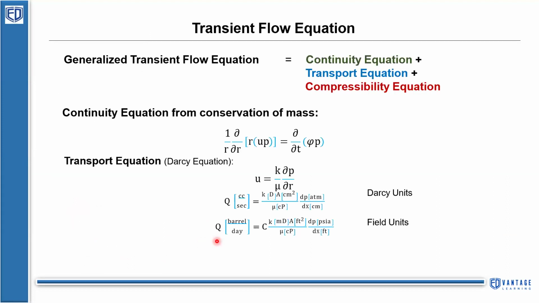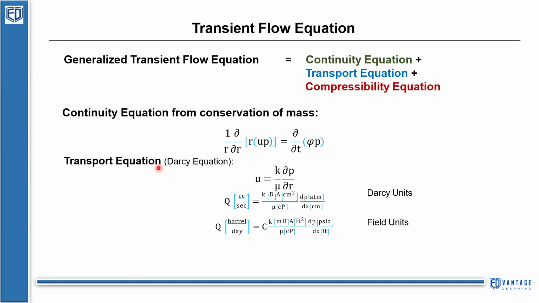So now we look at each equation. The first equation is the continuity equation, that is, the diffusivity equation or conservation of mass, which we'll derive in the actual course. 1 by r, dou by dou r of (r u p), where r is the radius, u is the fluid velocity or the superficial velocity, and p is the pressure, should be equal to dou by dou t of (phi p), the porosity times pressure. This is a typical continuity equation that we will be deriving.